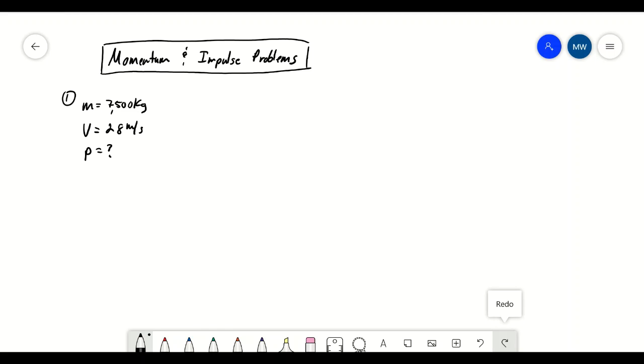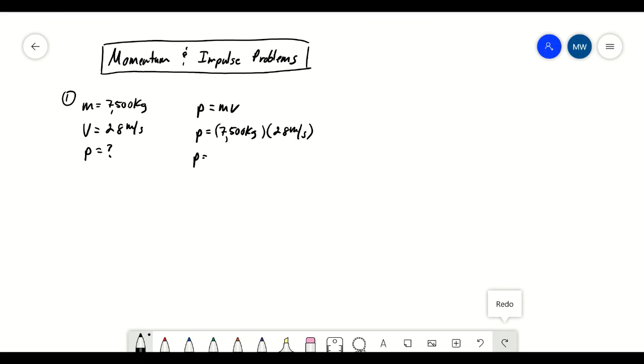And remember, P is the abbreviation that we use for momentum. It's kind of wacky, but because it's so wacky, it seems like it's easier to remember. The equation that we use for momentum is mass times velocity, so P equals mv. And so we'll just fill in all the information for this. The mass was 7,500 kilograms, and the velocity was 28 meters per second.